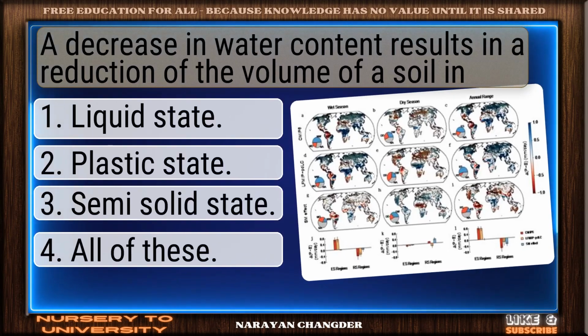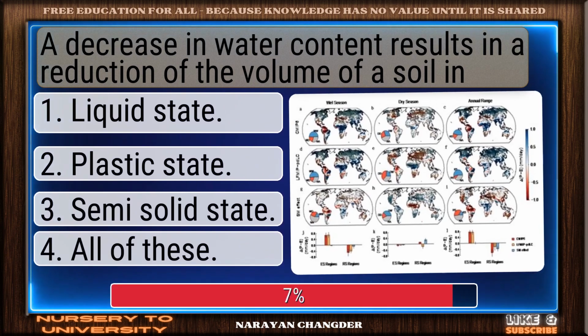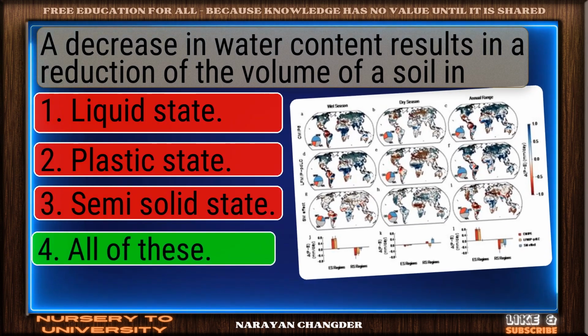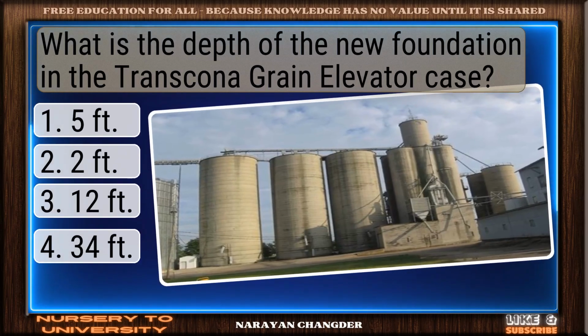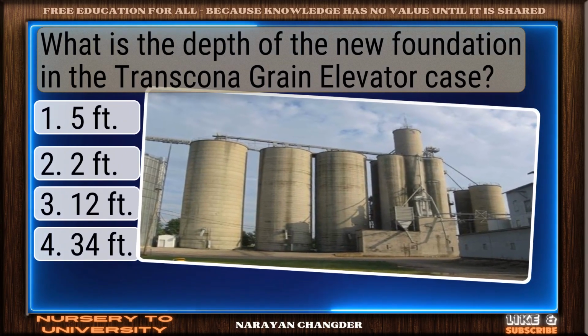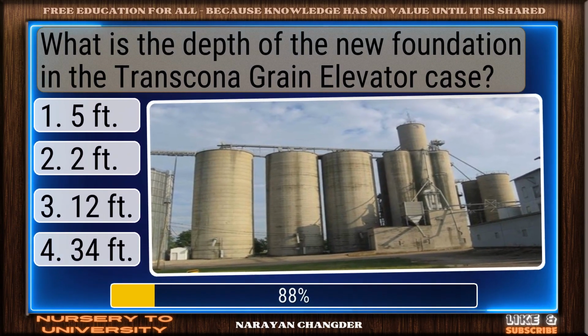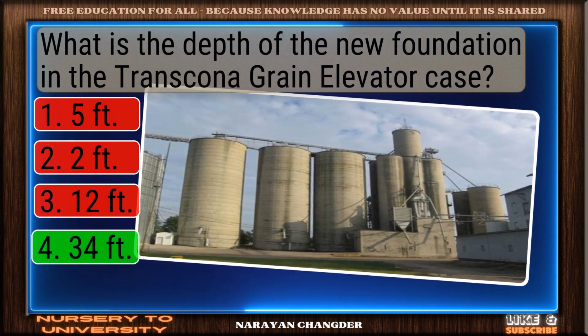A decrease in water content results in a reduction of the volume of a soil in. You got it. Your choice, all of these is right. What is the depth of the new foundation in the Transcona grain elevator case? Well reasoned. 3450 is the correct choice.